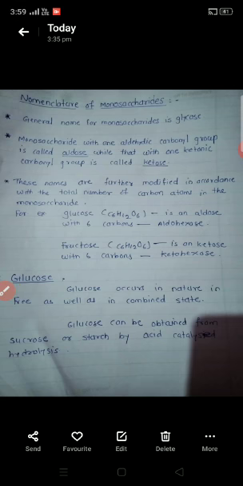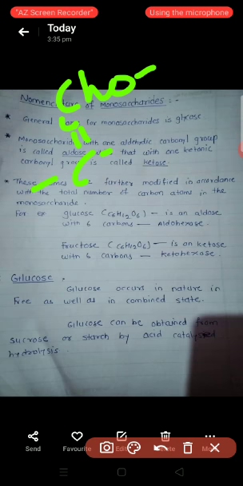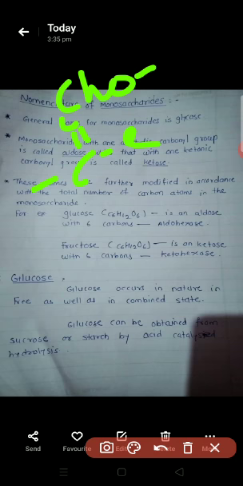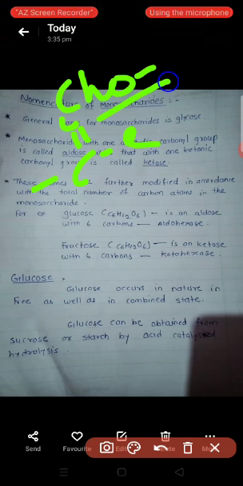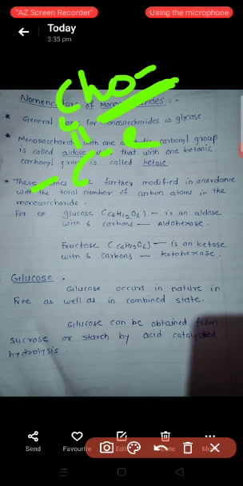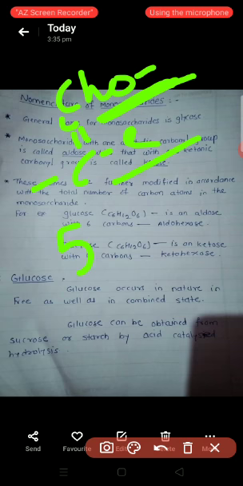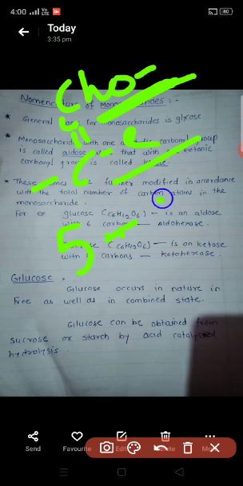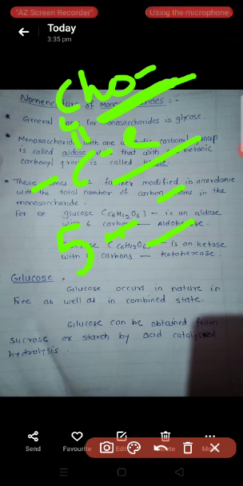See again, the general name for monosaccharide is glycose. Monosaccharide with one CHO group is called aldose. One ketonyl group is called ketose. When there are 6 carbons, the compound is aldohexose or ketohexose. When there are 5 carbons, the compound is aldopentose or ketopentose.